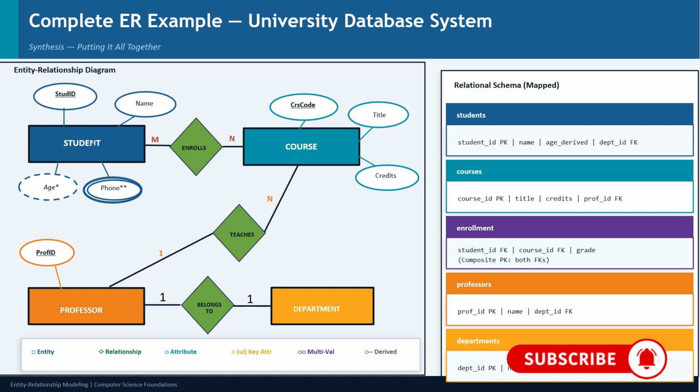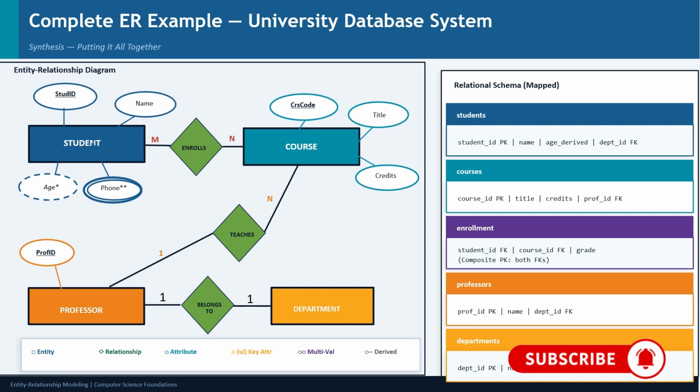Professor connects to course via teaches, that's one-to-many. One professor can teach many courses, but each course has exactly one assigned professor. Professor connects to department via works in, one-to-one. One professor belongs to one department. Now look at the right panel. The relational schema. Every entity becomes a table. The enrollment junction table resolves the many-to-many. Foreign keys on courses and professors link back to their related entities.